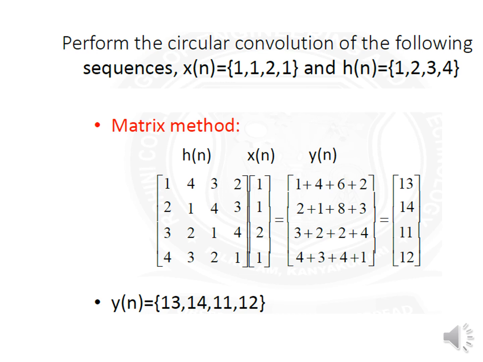In the case of the matrix method also, they are given two sequences, x of n and h of n. Here h of n is represented using a matrix, a column matrix. In the first column, h of n is written as it is. In the second column, the last element is shifted to the first position, and the remaining are written as such. In the third column, the last element is again moved to the top, and the remaining are written as such. In the last column, it is again moved to the top. And x of n is written in the given order as a column, and finally we perform the matrix multiplication, and at last we get the sequence y of n. That's all.